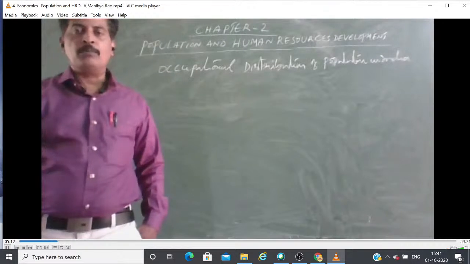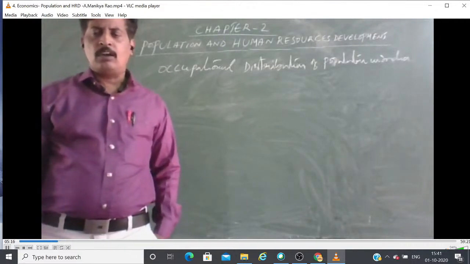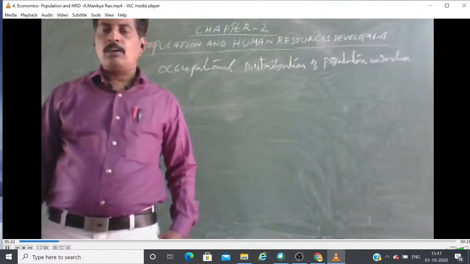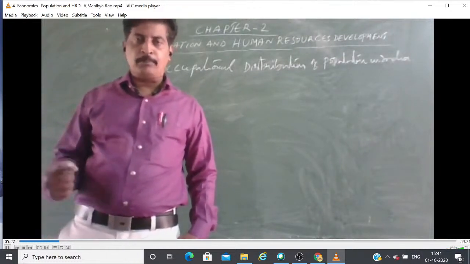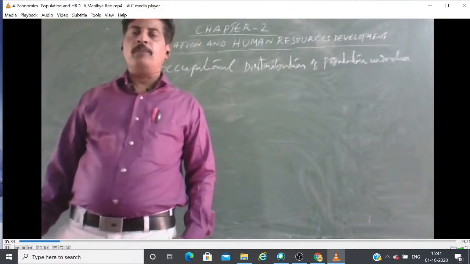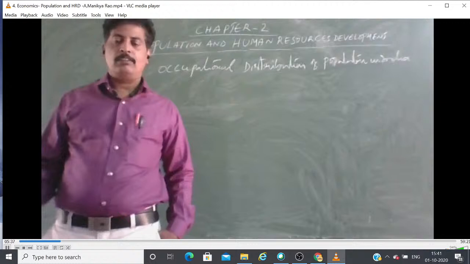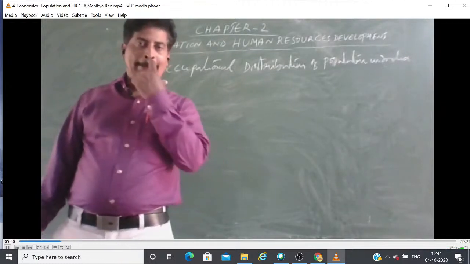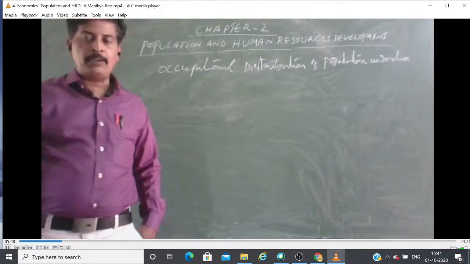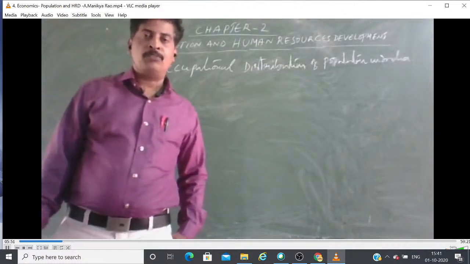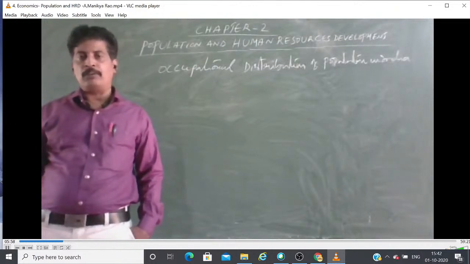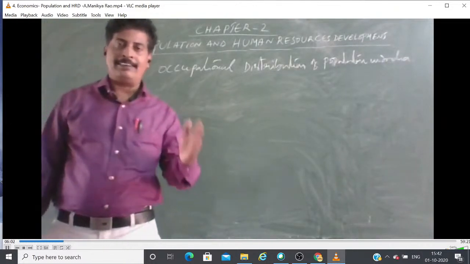In developing countries, the majority of people depend on or are engaged in the agricultural sector and other primary activities. Even in some developed countries like Japan, England and Norway, fishing, catching fish, continues to be an important occupation, providing employment to a substantial number of the population. So that is the meaning of occupational distribution of population: people engaged in different categories.